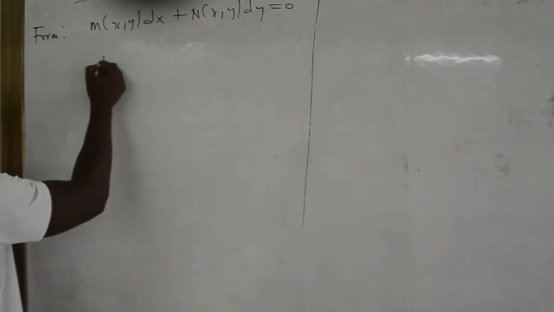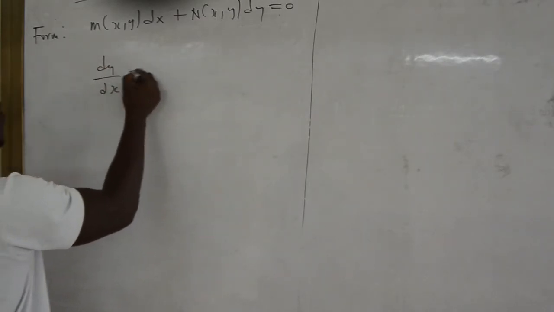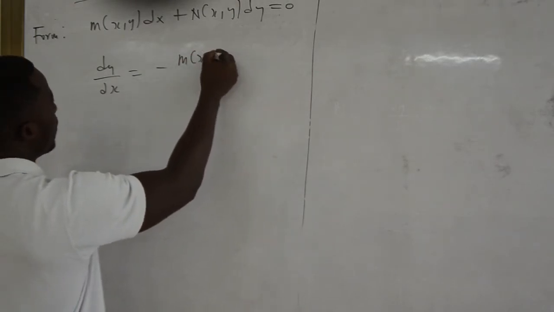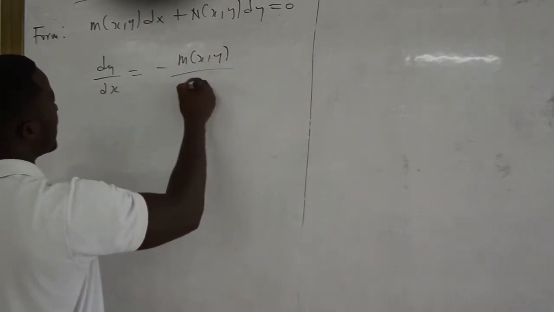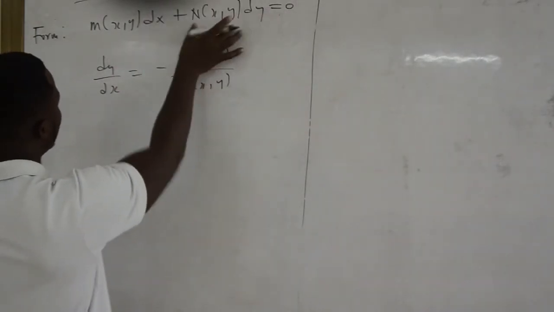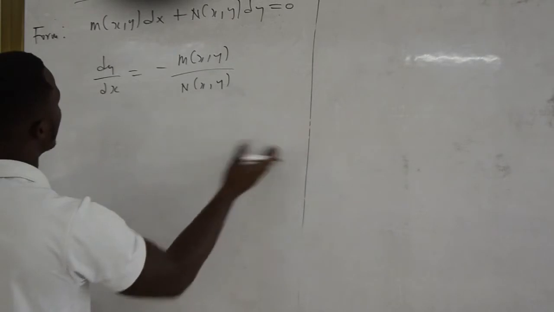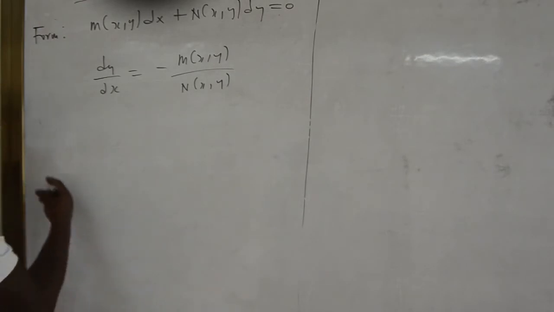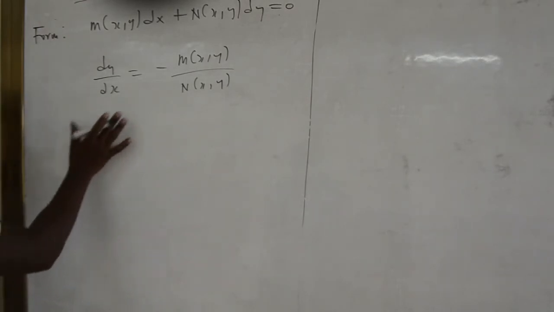Likewise, if I want to rewrite this, I can just say that my dy/dx is equal to negative M of x, y over N of x, y. I just move this to this side and divide both sides by this in order to get dy/dx equal to this. So how to solve this? We have several steps we have to follow. So first, we have to rewrite our given problem in terms of this form.